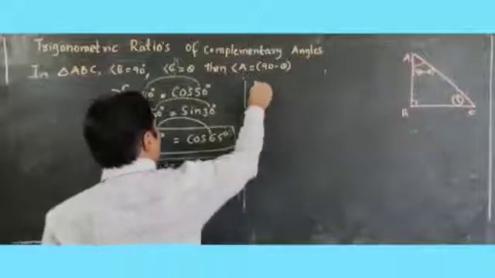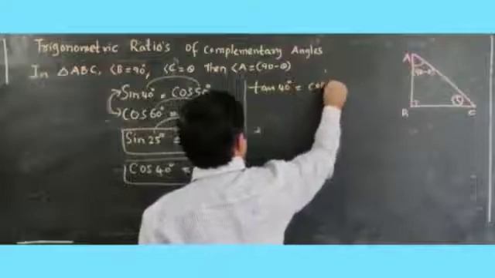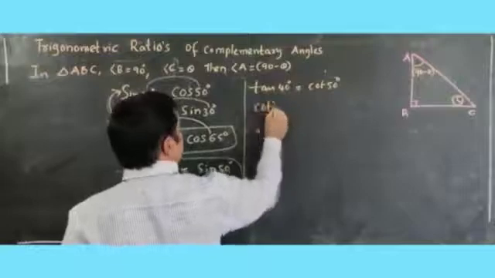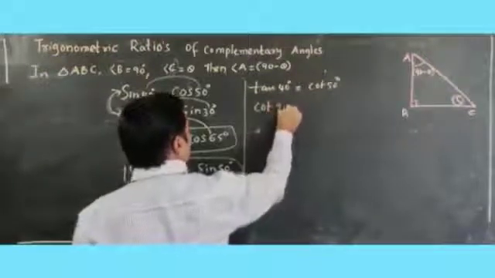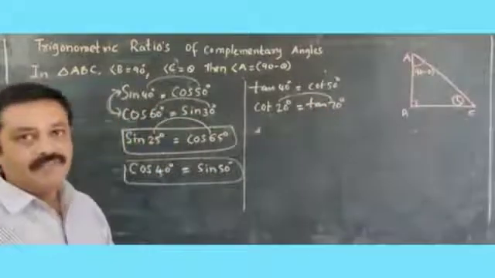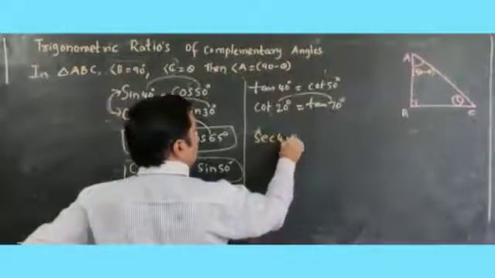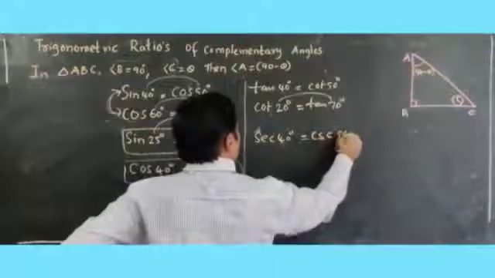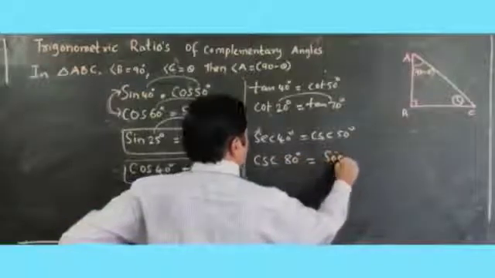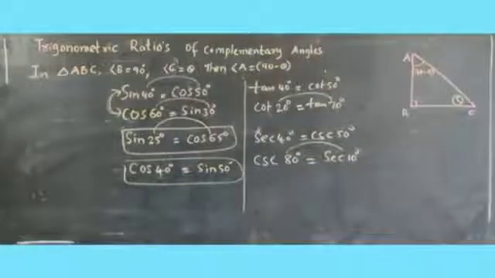The same way tan and cot also. Tan 40 is equal to cot 50. Next, cot 20 value is equal to tan 70 degrees. Like that, sec 40 means cosec 50. Cosec 80 means sec 10 degrees. Okay, you have to practice like this. These are the complementary angles.